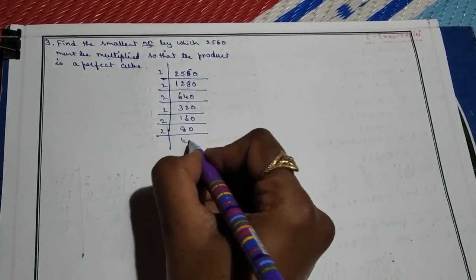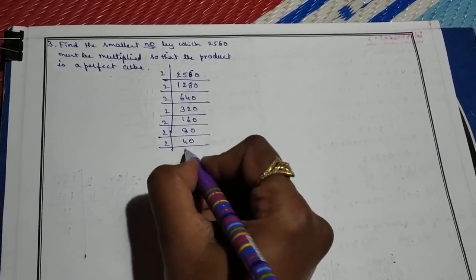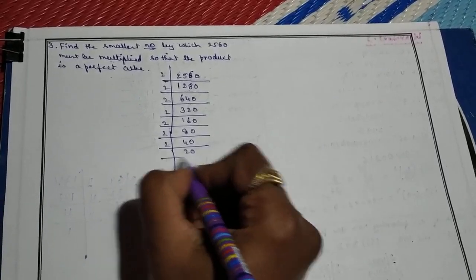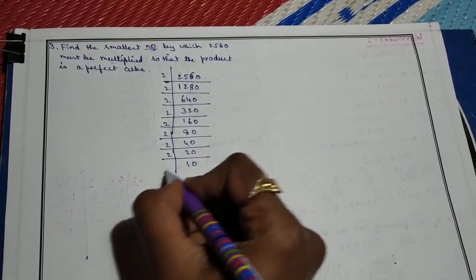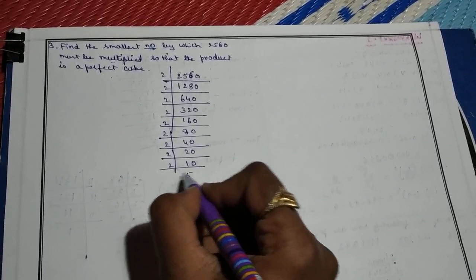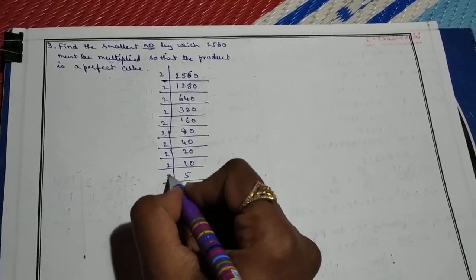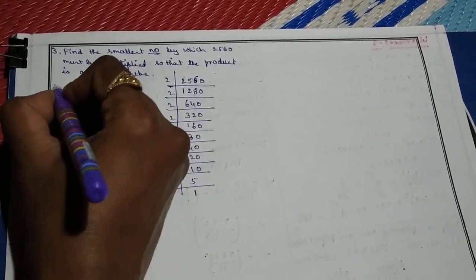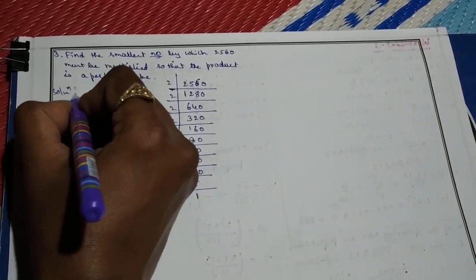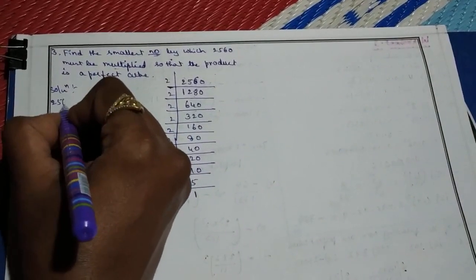2 4s are 8, 0. 2 2s are 4, 0. 2 1s are 2, 0. 2 5s are 10, then 5 1s are 5. Then here I can write the factors of 2560.